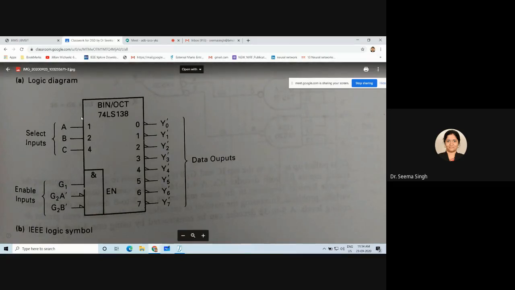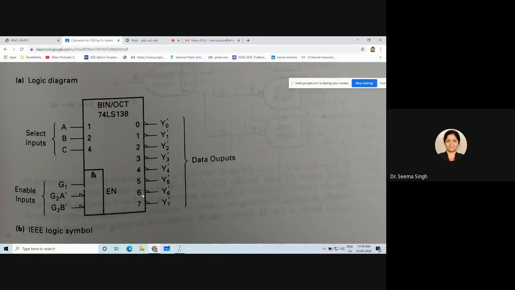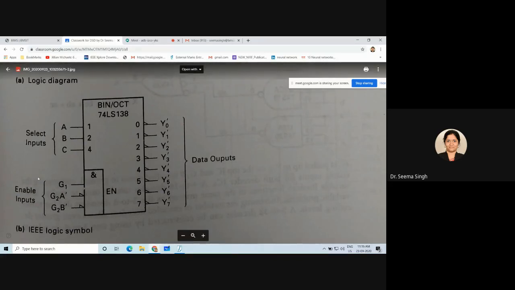You will have 3 inputs, which are active high. Your input is active high and output is again active low. So input is active high, output is active low, and you can see that you have 0 to 7 as your outputs, Y0 to Y7, active low outputs. And now, very, very important for you to understand here, it has 3 enable pins. It has 3 enable pins.